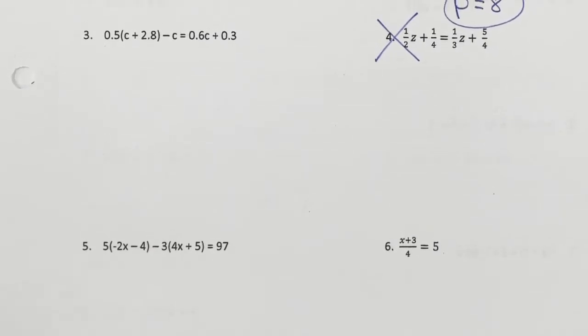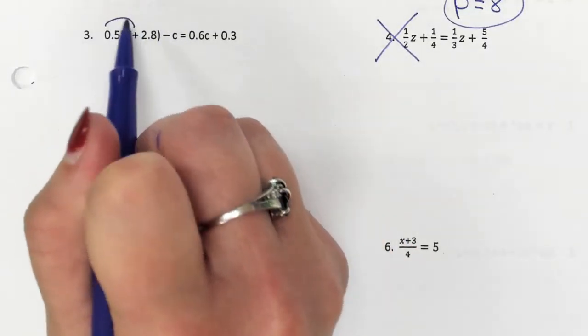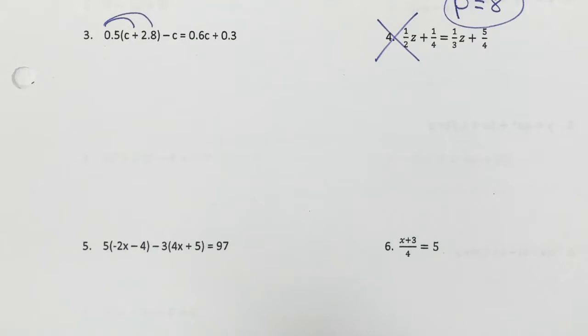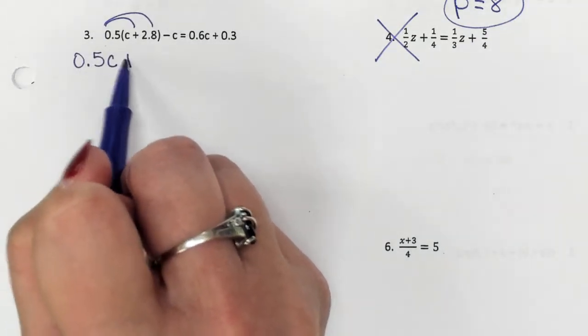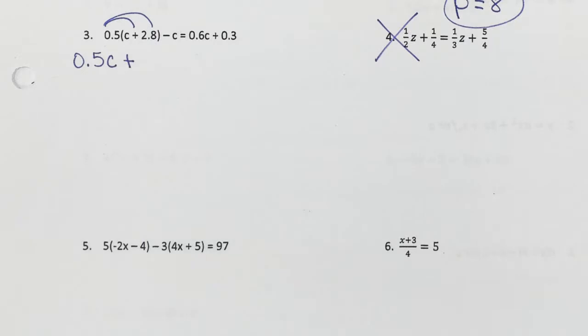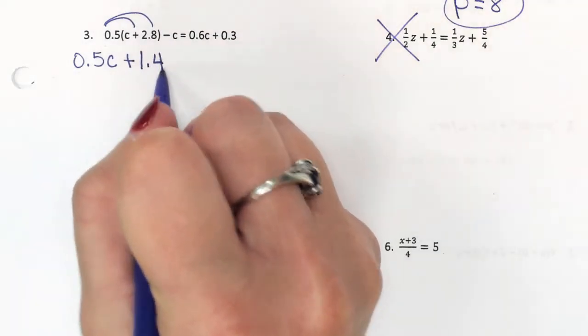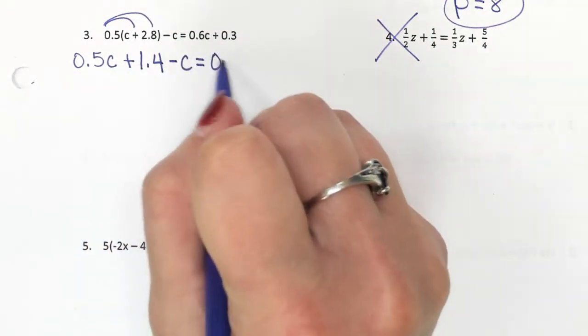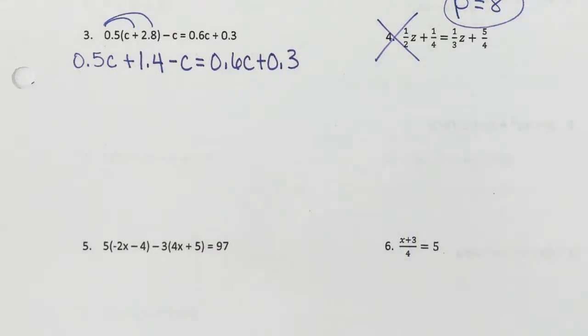All right, what would I do first on number 3? You would distribute. Very good. You got to distribute first. All right, so I have 0.5c, but what is 0.5 times 2.8? 1.4. And I'm just going to bring the rest of that stuff down, right?